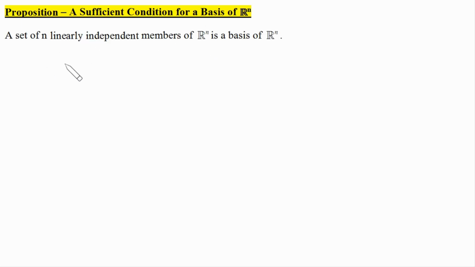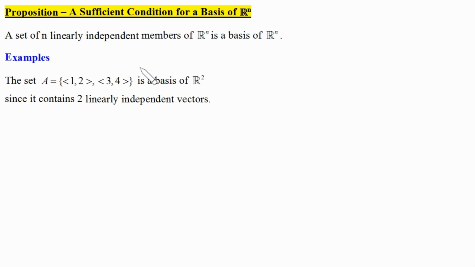So in our previous example, where we worked quite hard to show that this set, well, it was called B over there, we showed that this was a basis of R2. We showed that they span and they are linearly independent, but we can settle for just showing that these are linearly independent because there's exactly two of them, and this is the 2 from the R2. Like here, we have to show that there's exactly n linearly independent members of Rn, and it's a basis.